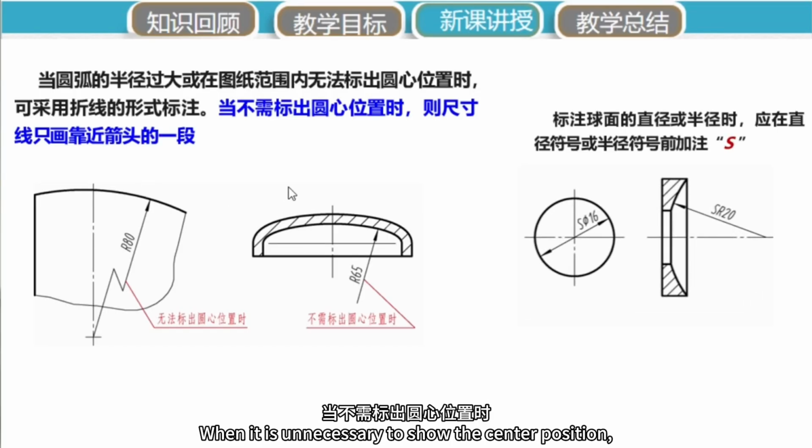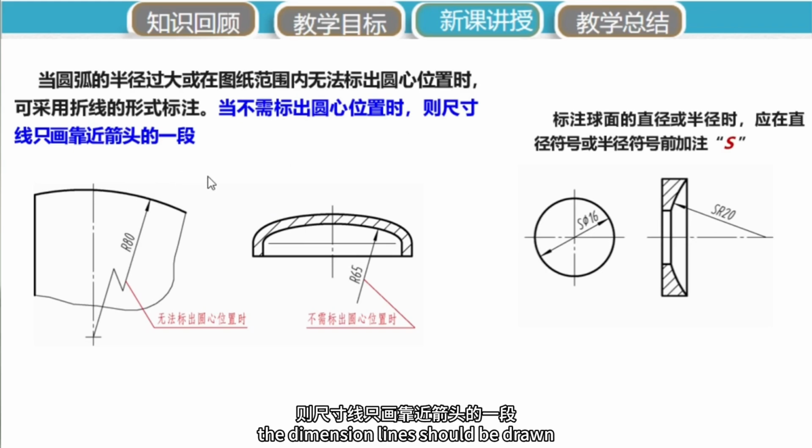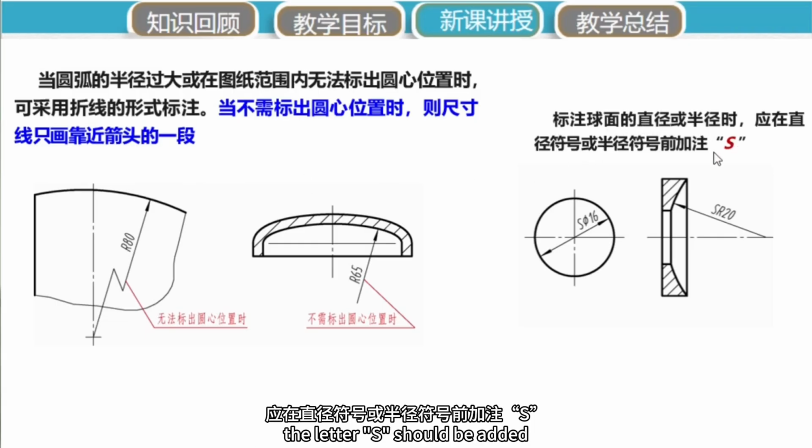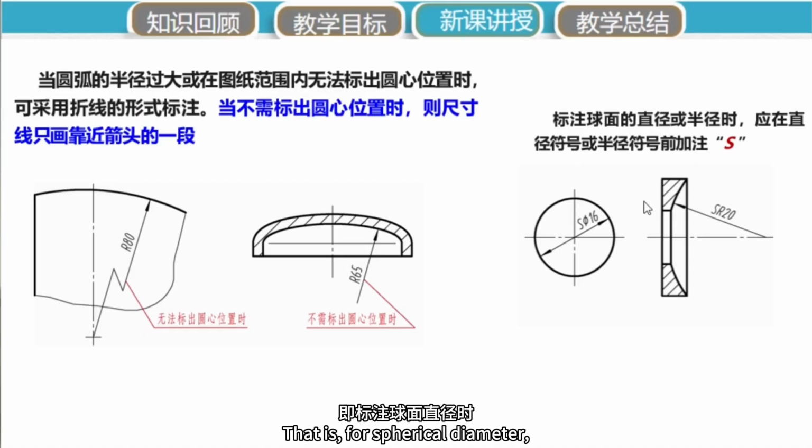When it is unnecessary to show the center position, the dimension lines should be drawn only on the segment closest to the arrowhead. When dimensioning the diameter or radius of a spherical surface, the letter S should be added ahead of the diameter or radius symbol. That is, for spherical diameter, S phi is added ahead of the figure. For spherical radius, SR is added ahead of the figure.